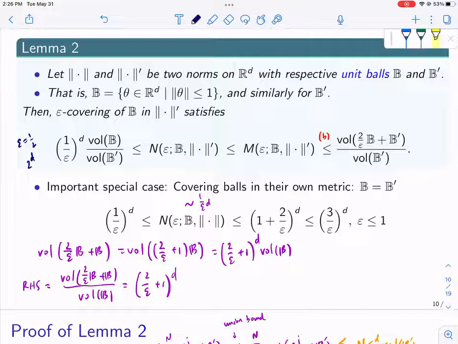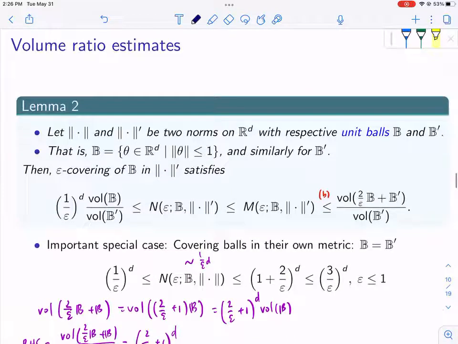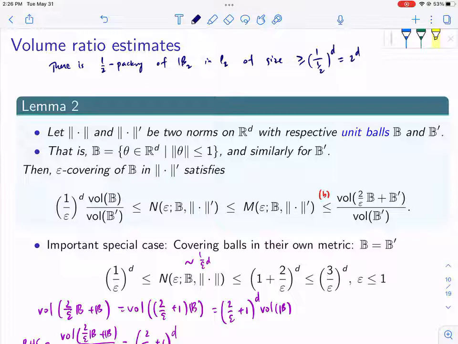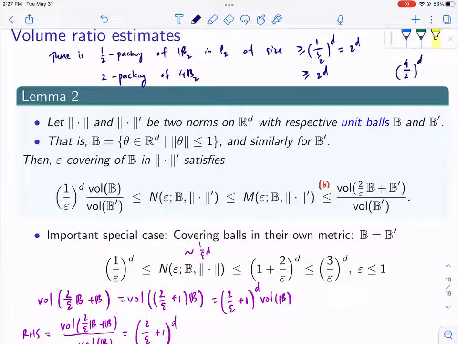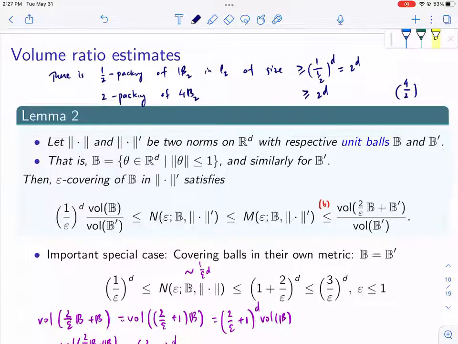Okay, so there is a 1/2-packing of E2 in L2 of size bigger than 1 over 1/2 to the d, so 2 to the d. Now if I multiply everything by 4, this would be a 2-packing, with the same thing for 4 E2. If you rescale everything by 4, roughly the radius of the bigger ball divided by the smaller ball, to the power d, is how many you need. So the relative radii to the power d. Think a little bit about this.